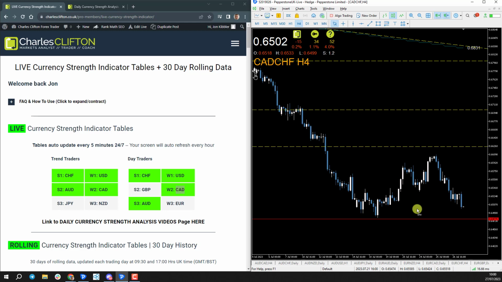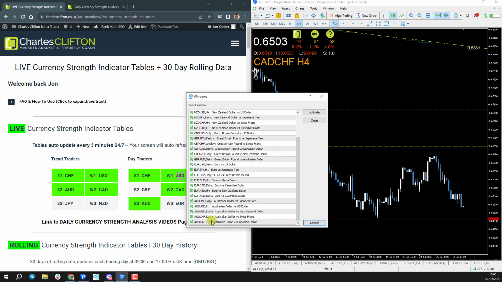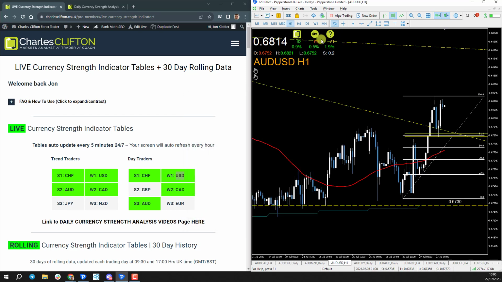Now, a market that did interest me though is Aussie US dollar. You can see Aussie dollar here as a potential market. Obviously, dollar weakened after that FOMC federal funds rate decision. So we're going to go into Aussie US dollar here. Now, Aussie, quite an interesting market to watch.